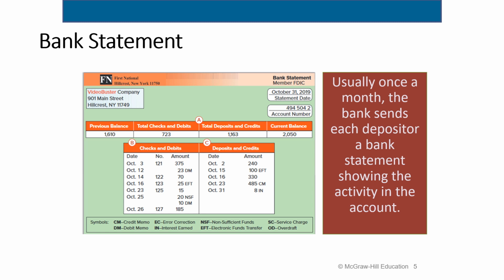You can see part A that summarizes changes in the account. So the total of the checks and increases to the account, and then the total deposits and credits. Then part B shows checks paid, how much they were for, the check number. And then part C shows any deposits and other increases in the bank account.